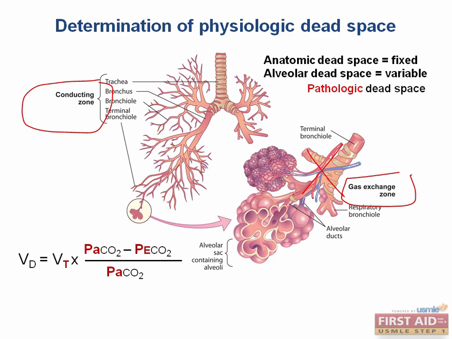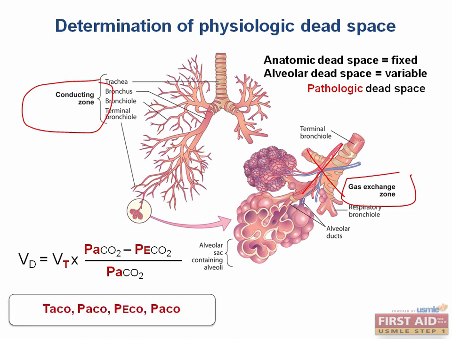The closer the PeCO2 is to the PaCO2, the less physiologic dead space ventilation you have. As this difference decreases, more of the carbon dioxide in the pulmonary arteries is being expired with each breath. You can keep this all straight with the mnemonic taco paco, peco paco.